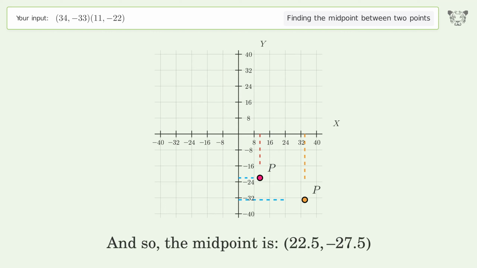And so, the midpoint is 22.5, negative 27.5.